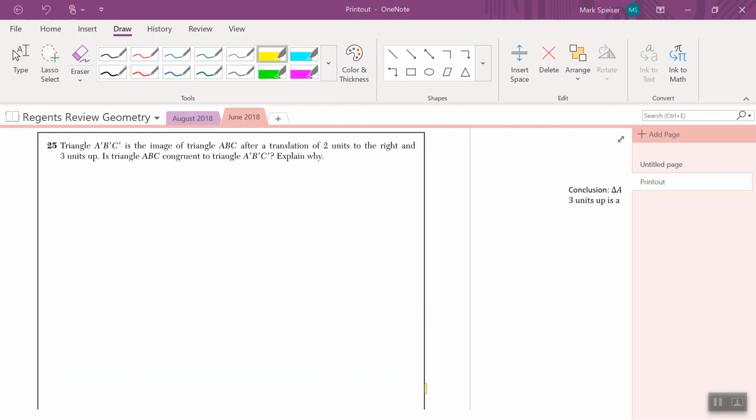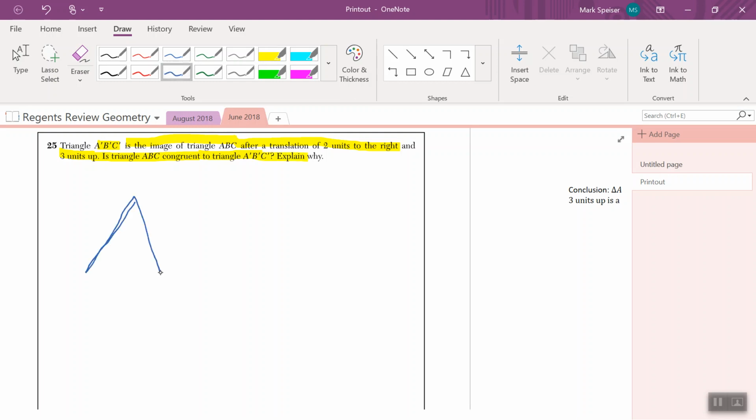Question 25. Triangle A prime, B prime, C prime is the image of triangle ABC after the translation of 2 units to the right and 3 units up. Is triangle ABC congruent to triangle A prime, B prime, C prime? Explain why. Now let's first draw a diagram of what's going on.